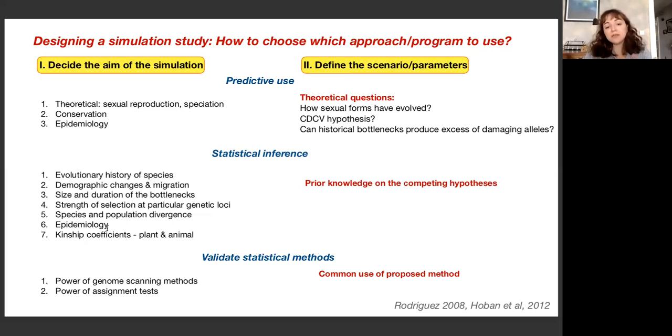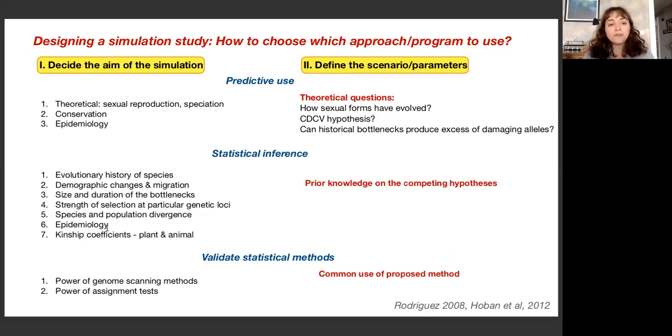And there is some other purpose that in population genetics we don't use that much, but maybe in medical genetics it is more appropriate. Then you can just test the power of assignment tests or the power of genome scanning methods. So you can use the simulations to validate the efficiency of the statistical methods. In population genetics, we also use it to validate the efficiency of the method that we developed, for example.